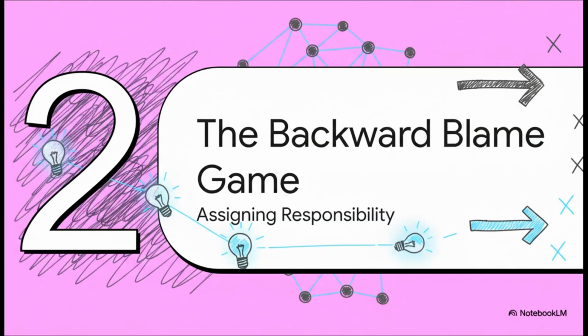All right, now for the really cool part. Let's get into the mechanics. I love to call this next bit the backward blame game, because it's really what it is: the network figuring out exactly which of its connections were most responsible for the screw-up.